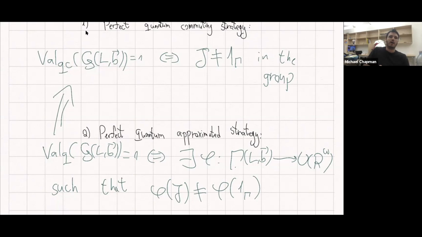And now it is very clear what one can do. If you can find a game, which is a linear constraint system game, that has quantum commuting value one, and its quantum value is bounded by something strictly smaller than one, then you constructed a non-hyperlinear group. Why is it a non-hyperlinear group? Because any homomorphism from this group to U of R omega cannot separate J and one, although in the original group, they are separated. Is this clear? I think this is a very important point.